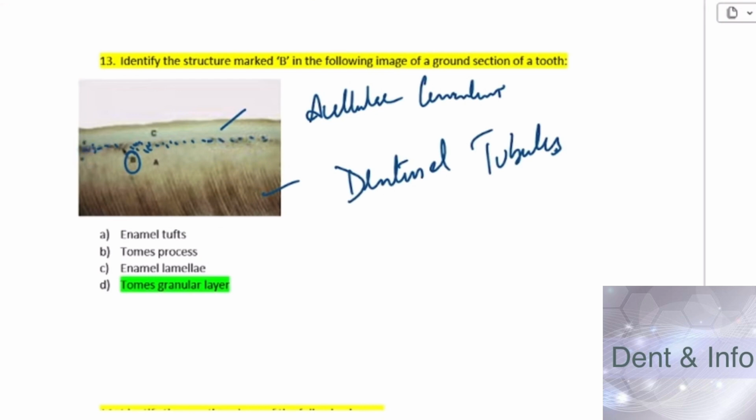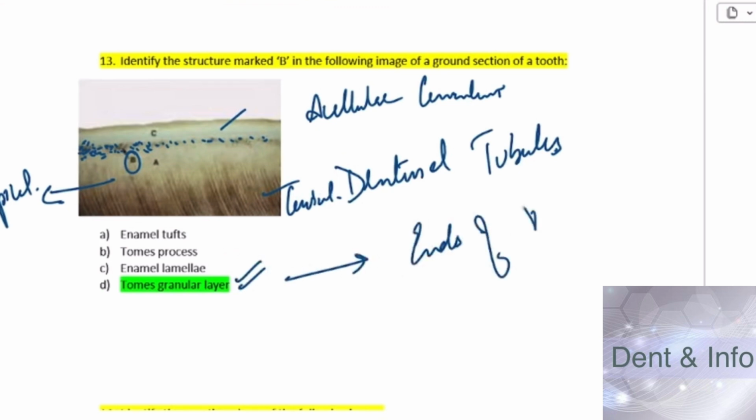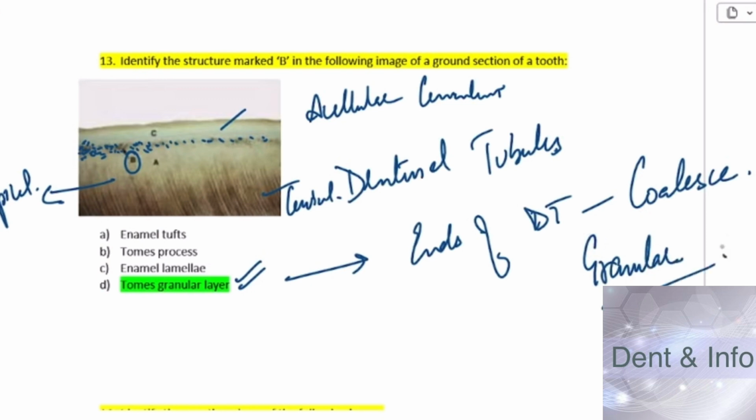As we are going deeper, more towards the apical end, it is becoming thicker. This is the cervical end. So thickness is increasing as we are moving from cervix to apex. Thickness of cementum is also increasing, and thickness of Tomes granular layer also increases. This is happening because the ends of the dentinal tubules coalesce with each other. They are hugging each other. So when we are sectioning, it appears granular. So that's the reason for formation of Tomes granular layer.